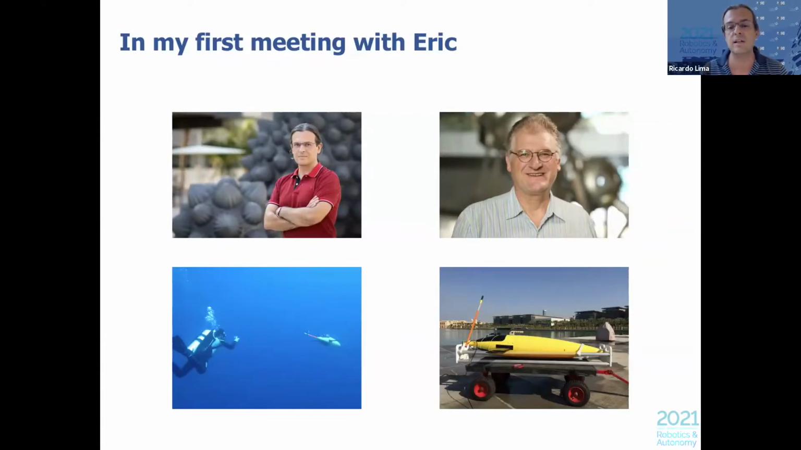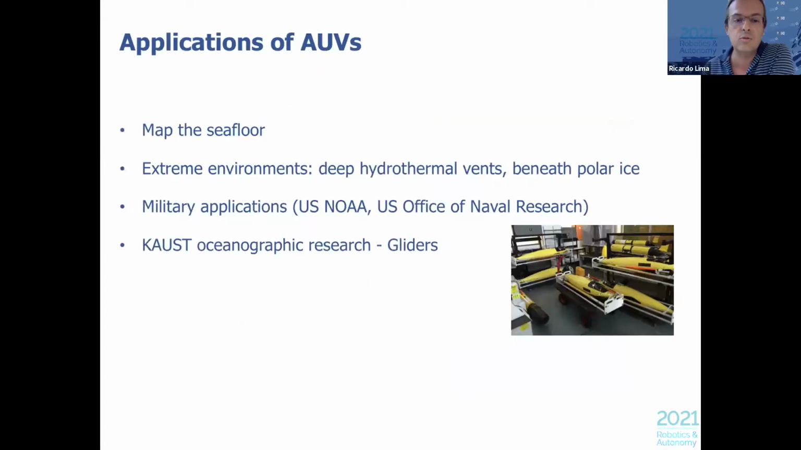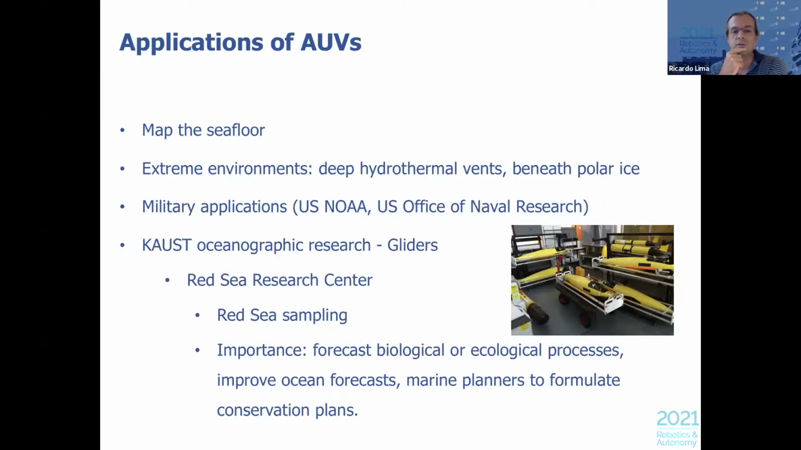And in fact, here at KAUST, there are some gliders in the Red Sea Research Center. We had an excellent presentation as the first presentation of this session with lots of applications of AUVs. So when we think about applications of AUVs, we think about mapping the seafloor, as was shown in the first presentation, right? To explore extreme environments for military applications, but also for oceanographic research. Here at KAUST, we have the Red Sea Research Center, where these gliders are used for Red Sea sampling. They are important to forecast biological or ecological processes and to improve ocean forecasts.